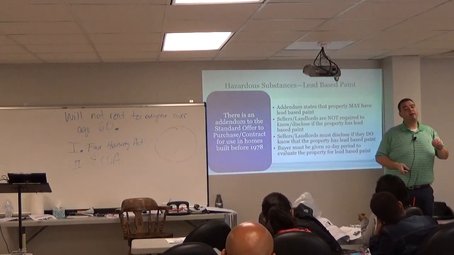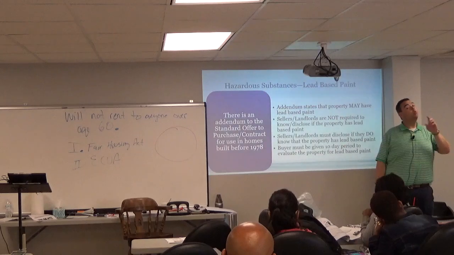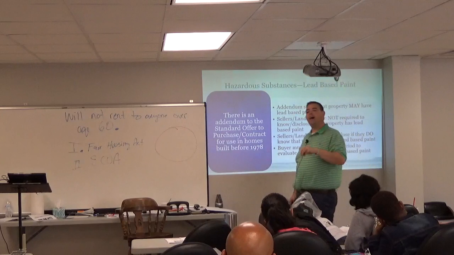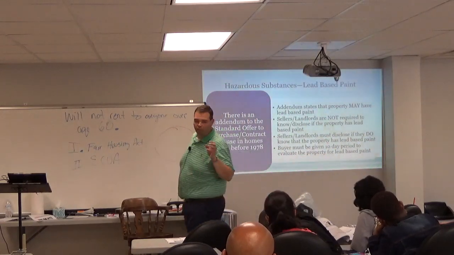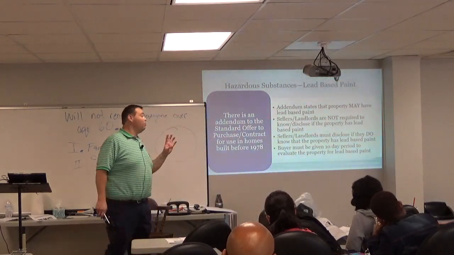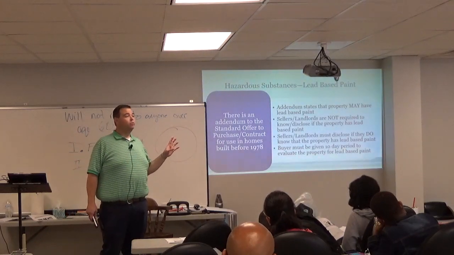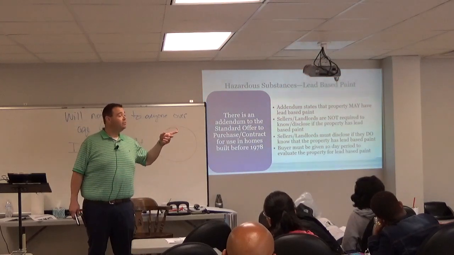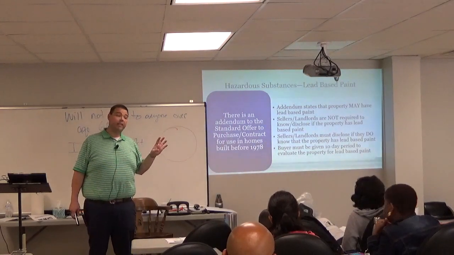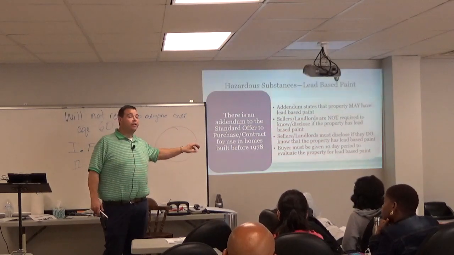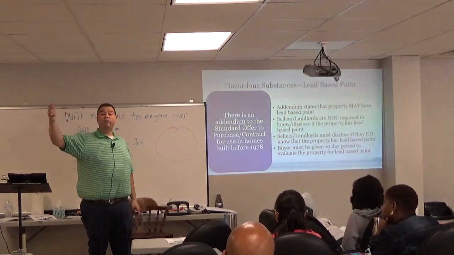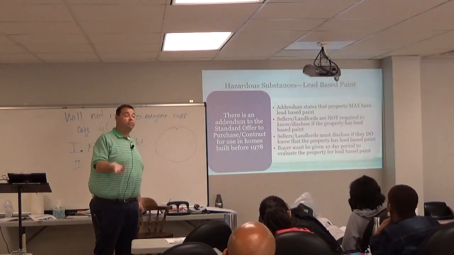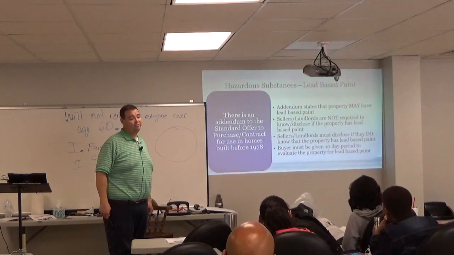The other big thing about the form is it gives the buyer or tenant, whichever one we're talking about here, 10 days to evaluate the property for lead-based paint. In other words, they have 10 days to do what if they want to pay for it themselves? What does evaluate the property mean? Check to see if it has what? Lead-based paint. So basically, if this addendum is used correctly, then you're giving the buyer or the tenant 10 days to check themselves to see if the property has lead-based paint, and if it does, then you have to release them from the contract.